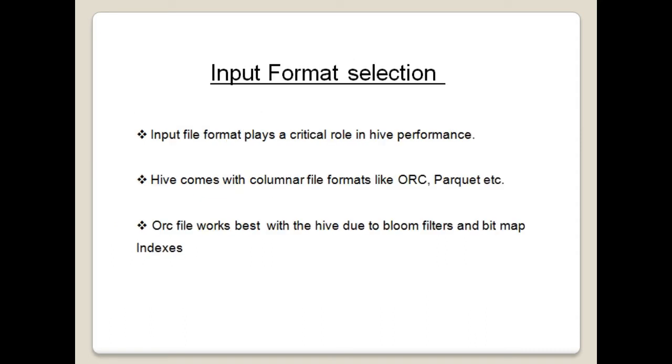Next is input file selection. Yes, selecting a correct input file is also a very important part when we go for high performance. So input file format plays a critical role in our high performance. Hive comes with columnar file formats like ORC, Parquet, RC, etc. But if you talk about the studies, ORC file format works the best, I would say, when we are working with Hive, because internal properties of the ORC file format contain Bloom filters and bitmap indexes.